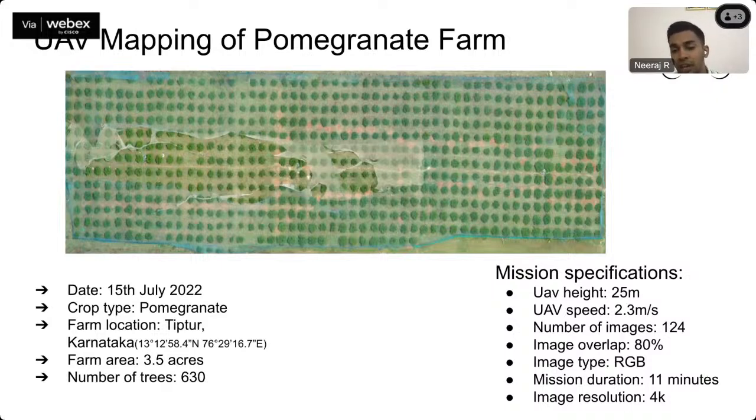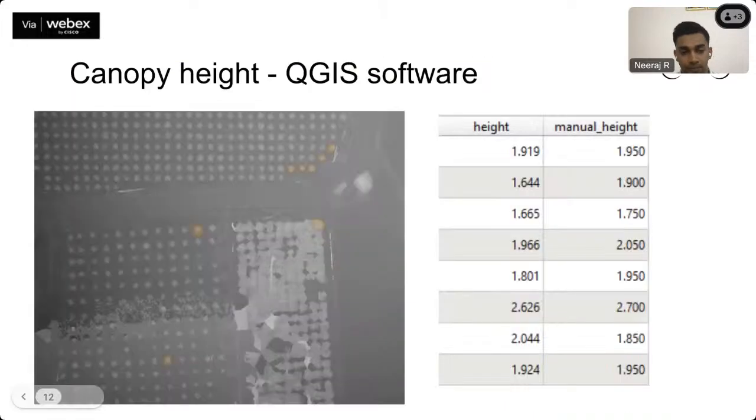But yeah, so mission specifications. So this is from 25-meter height, about 124 images for just a 3.5 acre land, right? About 124 images is what you will be capturing. This again ties back to the data pipelines and the storage capabilities, right? This is how it would affect 4K resolution. That's just the resolution of the images, and the entire mission took just 11 minutes to capture 3.5 acres of land. So about 630 trees in this entire farmland.